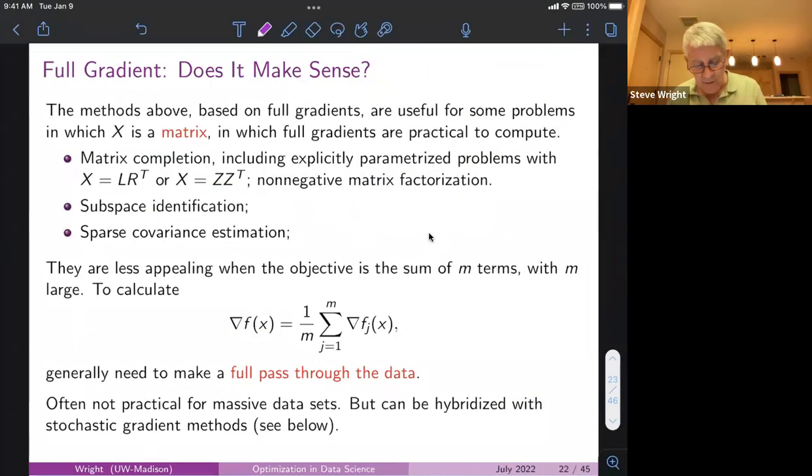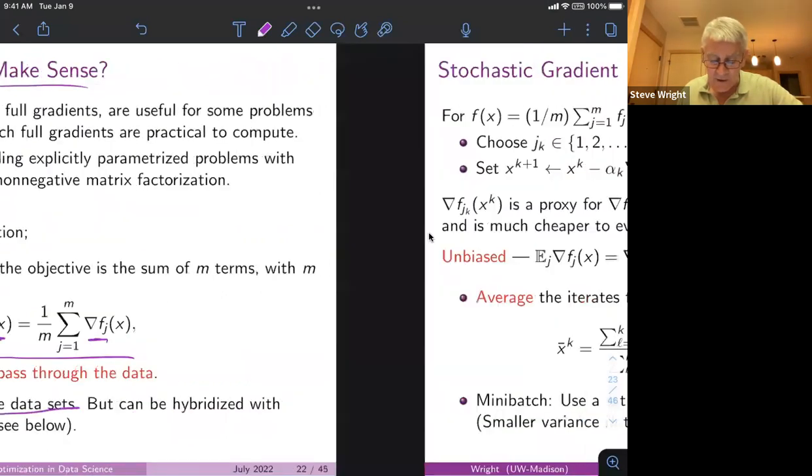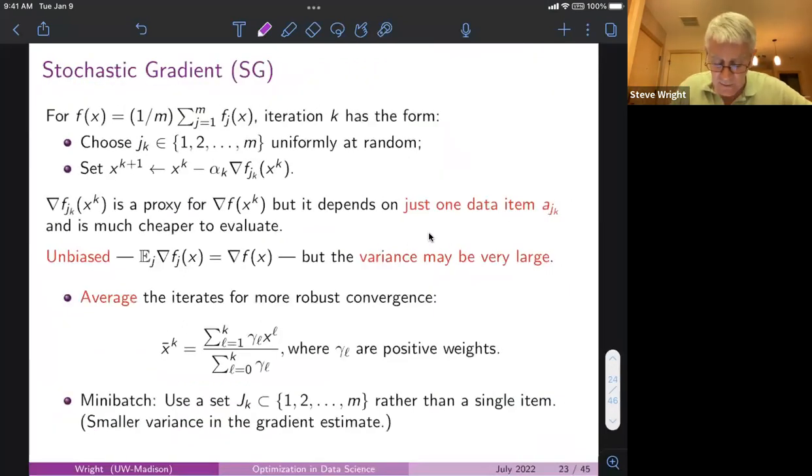Okay, so now you want to ask the question: I've told you about methods that use the full gradient, but do they actually make sense? That's a reasonable question to ask, because when I'm dealing with this finite sum form of the function, in order to evaluate the gradient of f, I'm going to have to evaluate the gradient of every single term in the sum. And if m is in the billions, this is a tremendous amount of work, and I just can't afford to do it. So we look for alternatives, and the one that's most often used is the one I showed you last night, which is stochastic gradient.